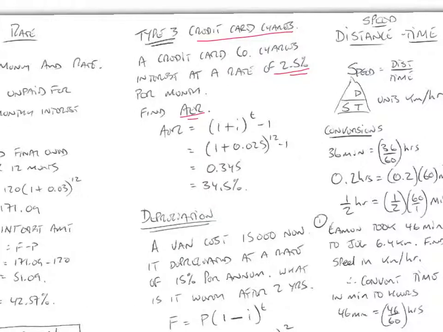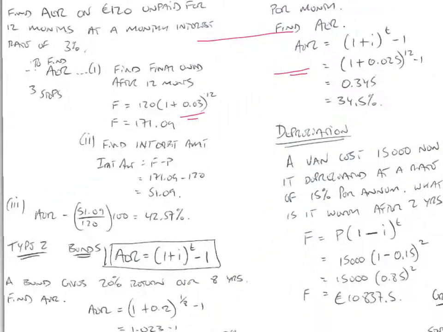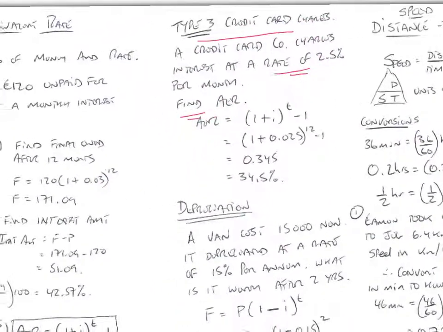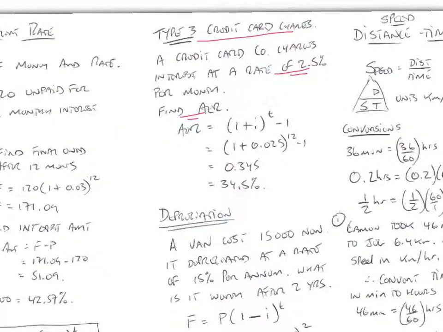Well, we basically use the same formula as we did down here. So we have the same formula, where we have our multiplier and the time, minus 1. So they charge 2.5%, so that's 1 plus 0.025, all to the power of 12, because there are 12 months in a year, and we find that the annual equivalent rate is 34.5%.